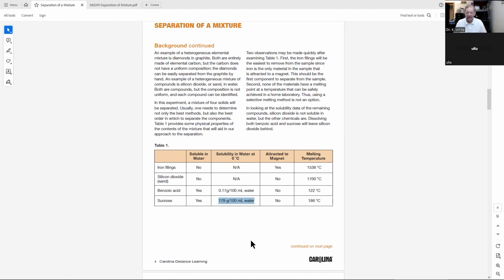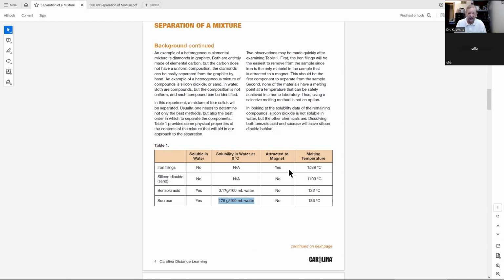Now, another thing is it magnetic? Can you take a magnet and will it stick to it, attract to it? The iron, yes. Sand, no. Benzoic acid, no. And sugar, no. Now, the last thing they show you is the melting points, temperature in which a solid becomes a liquid. And sometimes you can use that to separate things.